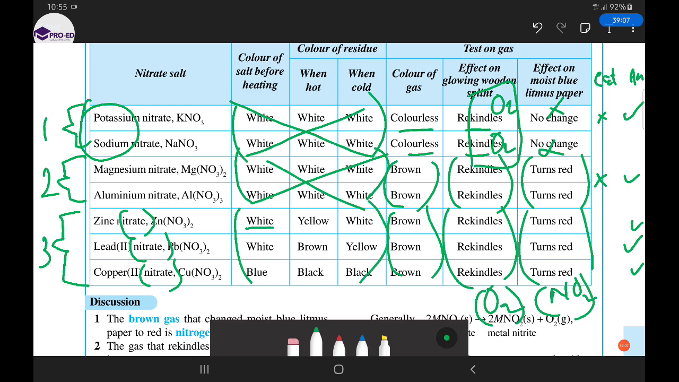Here it was a white solid originally. When heated, it became a metal oxide that was yellow when hot, white when cold. Ta-da! We know that this is now zinc, because zinc is the only metal oxide that's yellow when hot and white when cold, right?